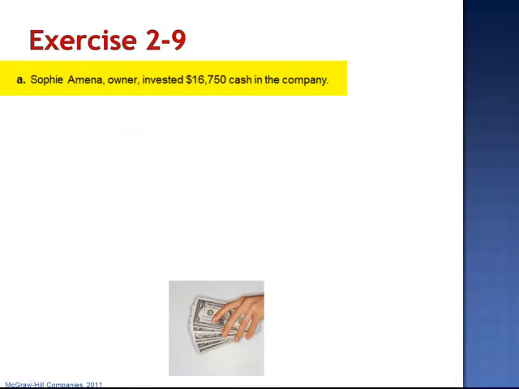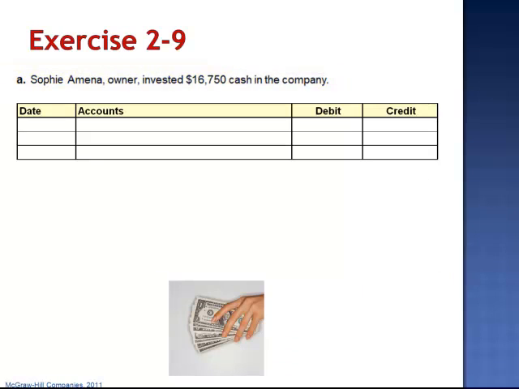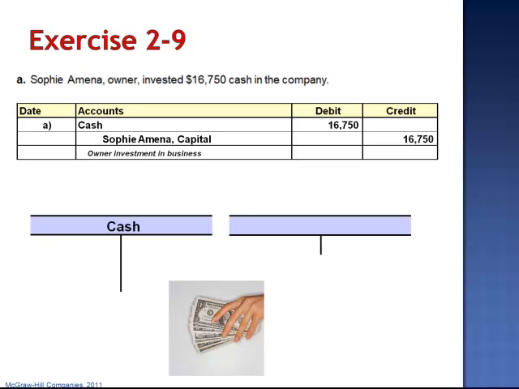Exercise 9. Letter A. Sophie Amena, the owner, invested $16,750 cash in the company. This transaction would be a debit to cash, $16,750, and a credit to Amena Capital. We post to the T account, debiting cash, and crediting Amena Capital.